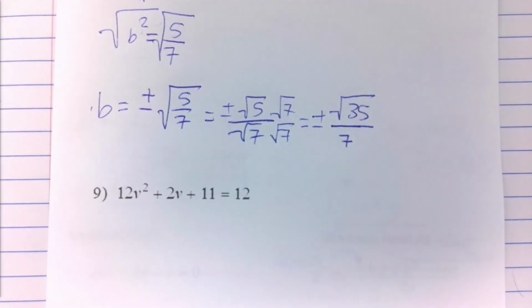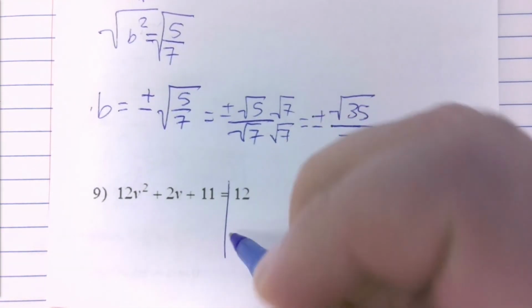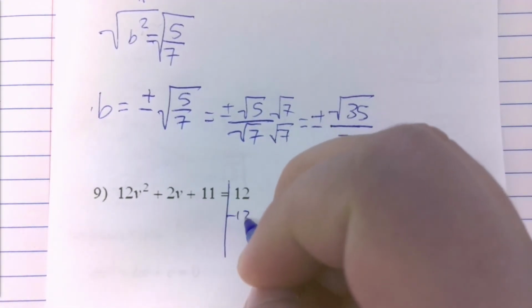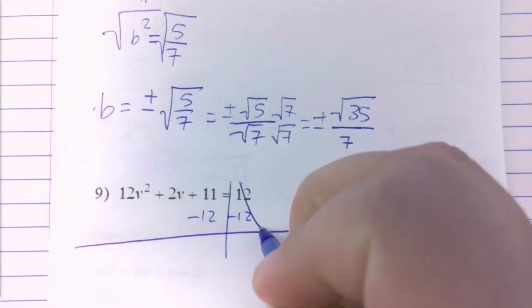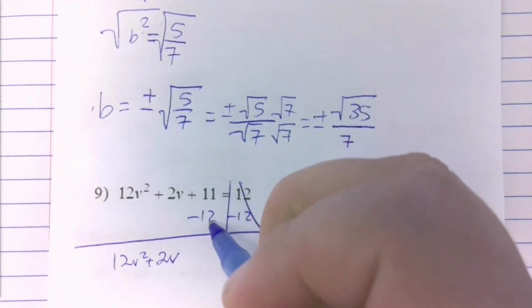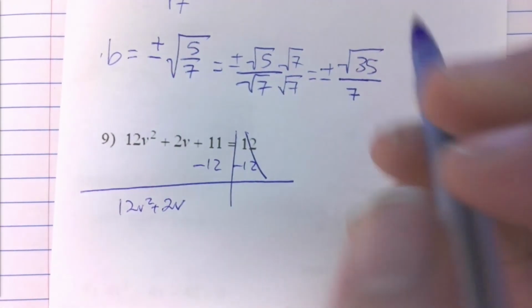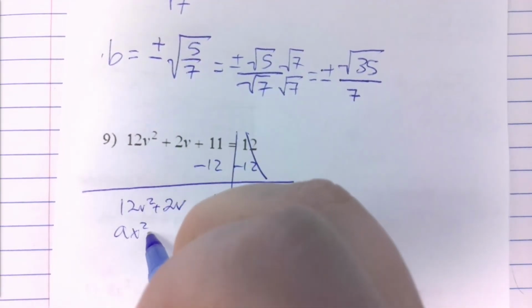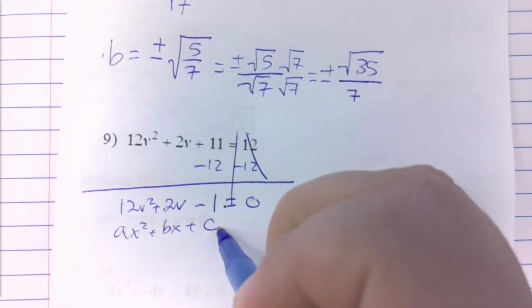That's it. Way easier than having to do the whole quadratic formula, right? Okay, break it down now. Is this in my standard form? Move the 12. What's 11 take away 12? Negative 1. A, B, C.